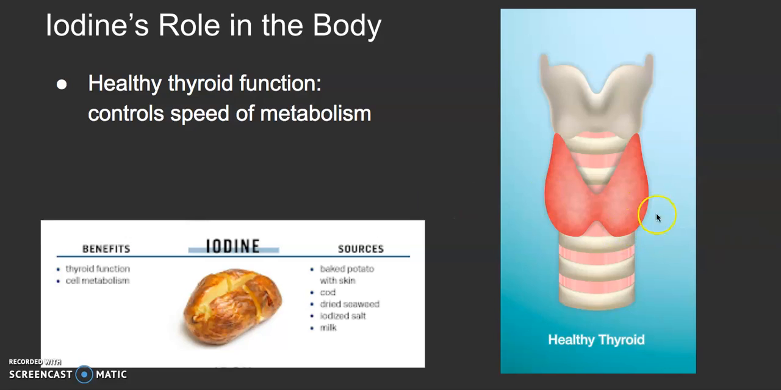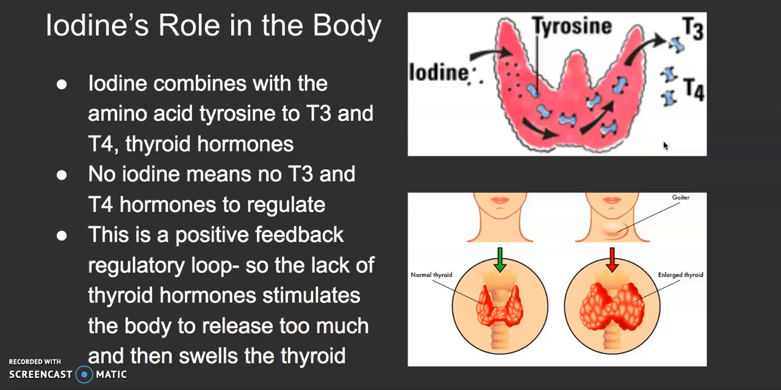And so this is what a healthy thyroid looks like. It's right here on your neck. It's this butterfly-shaped organ. And what happens when you have enough iodine? So iodine combines with an amino acid, this building block of a protein called tyrosine, and that makes T3 and T4, which are these hormones. But no iodine means no T3 and T4 to regulate the thyroid. So you end up with symptoms of hypothyroidism.